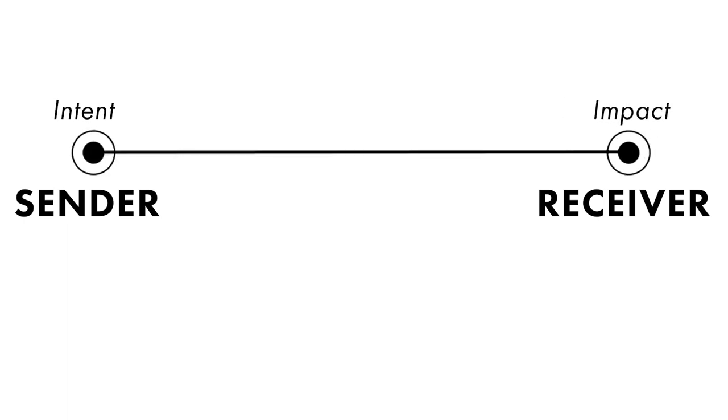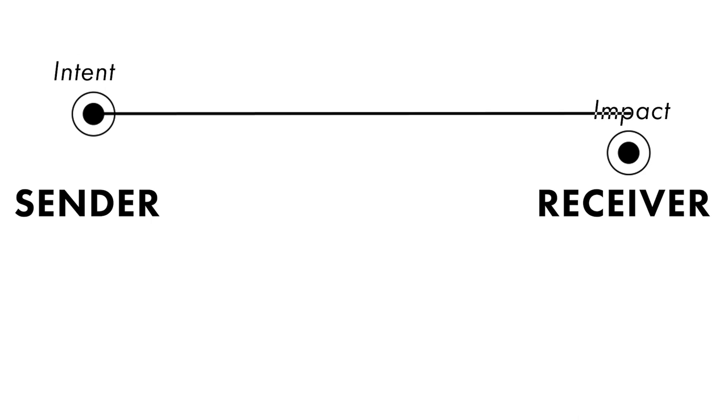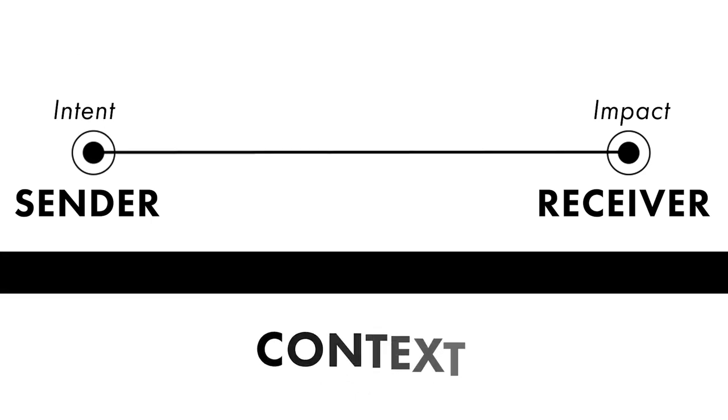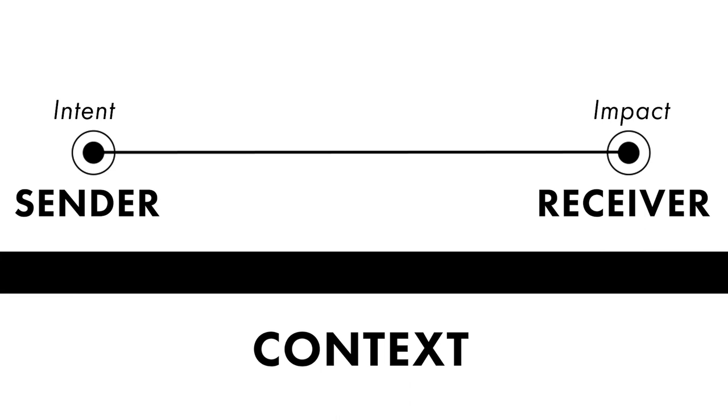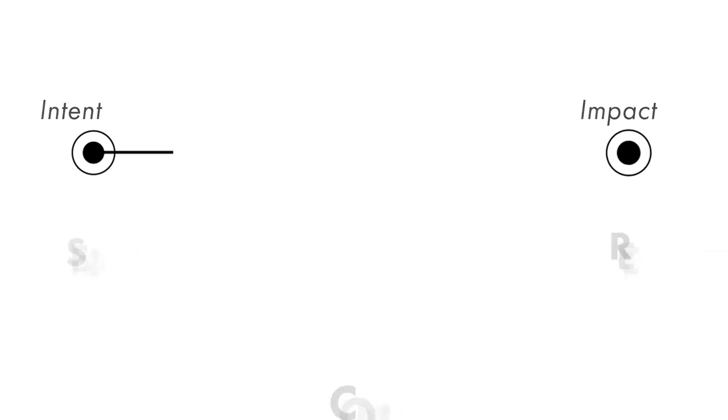In all communications, there's a sender and a receiver. The sender has an intent for his or her message. When the message is sent, it has an impact on the receiver of the message. The intent and impact may line up or they may miss the mark completely. Underneath the sender and receiver is the context. If they are operating from two different positions, the chances for misunderstanding are very high. Provide the context at the beginning of the conversation, and you'll radically reduce confusion or misinterpretation.